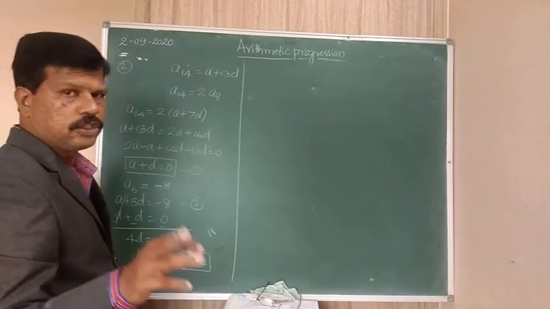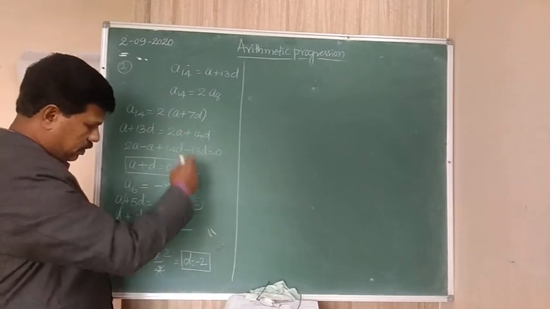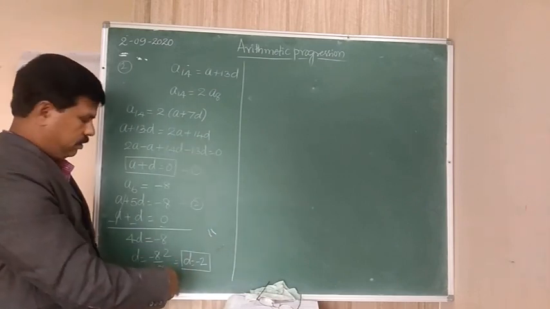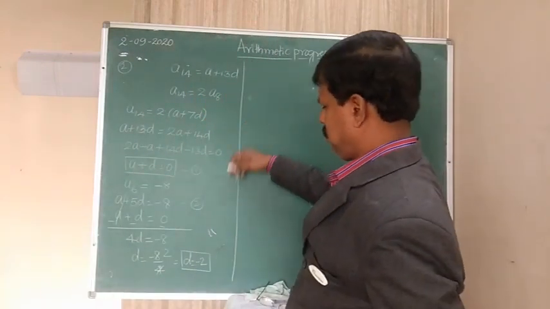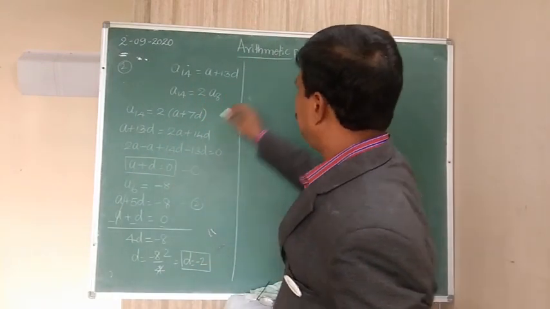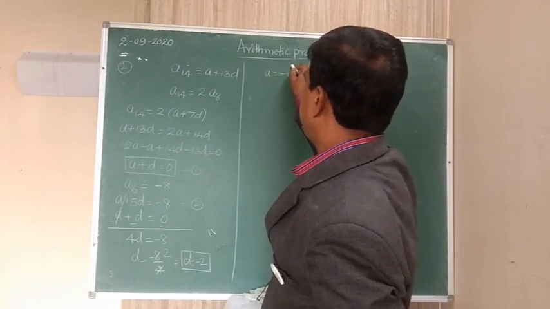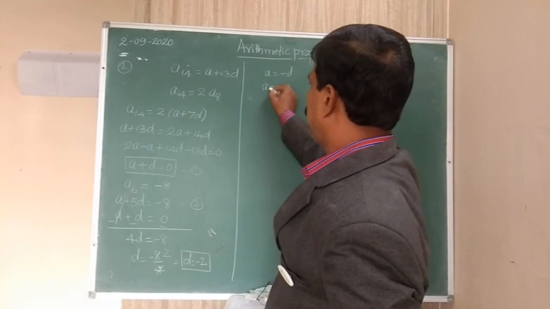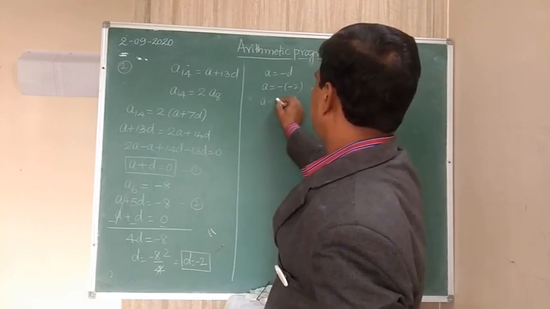So this is a correction of the second problem. It is wrong. Just I am repeating that. Go through this. Then next is what? Put this value here. A is equal to minus D. Then A is equal to minus of minus 2. A value is 2.